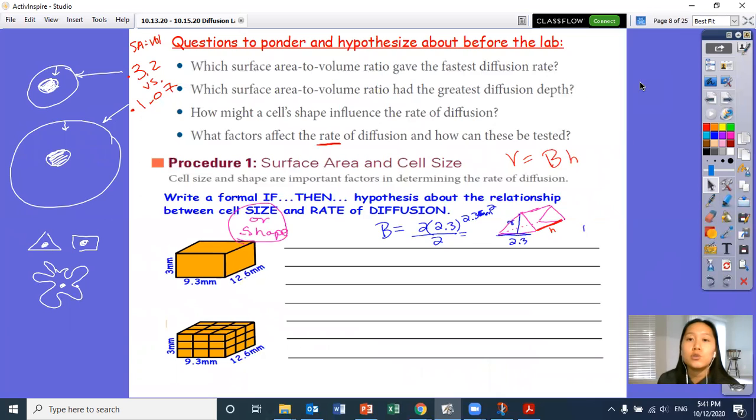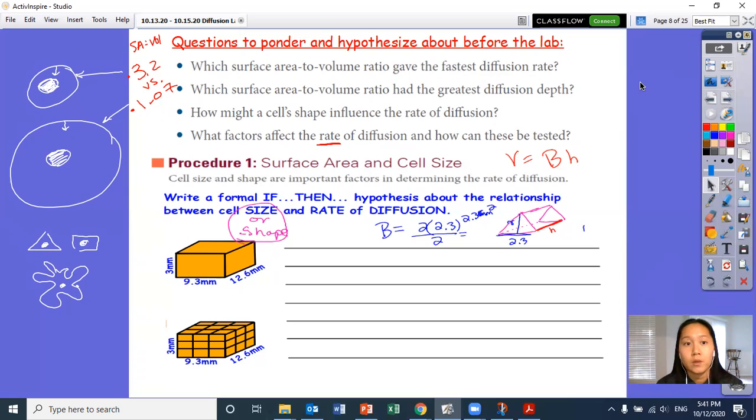Okay, so in order to go into the lab, you kind of want to get into the mindset of what is the most efficient surface area to volume ratio, right? You want to think of which surface area to volume ratio gave the fastest diffusion rate. Was it the bigger one or the smaller one? Which surface area to volume ratio had the greatest diffusion depth, right? Which one would diffuse in the fastest? That's what that question is asking.